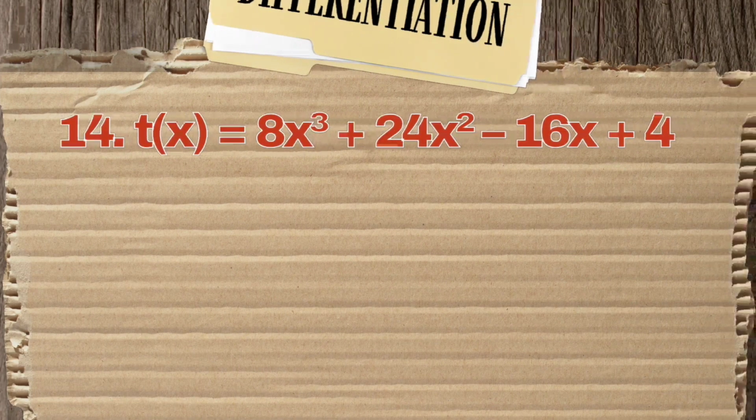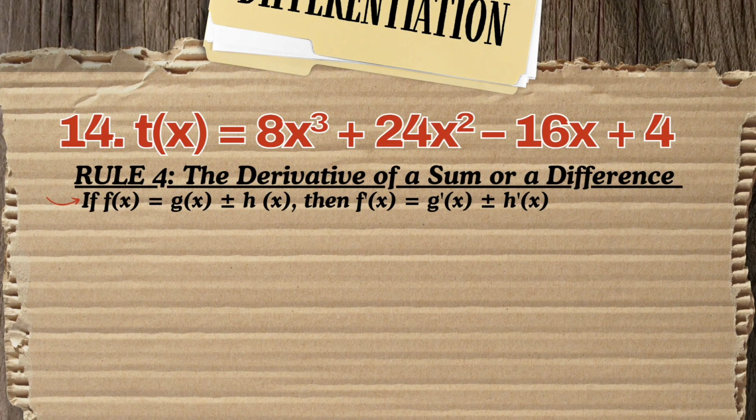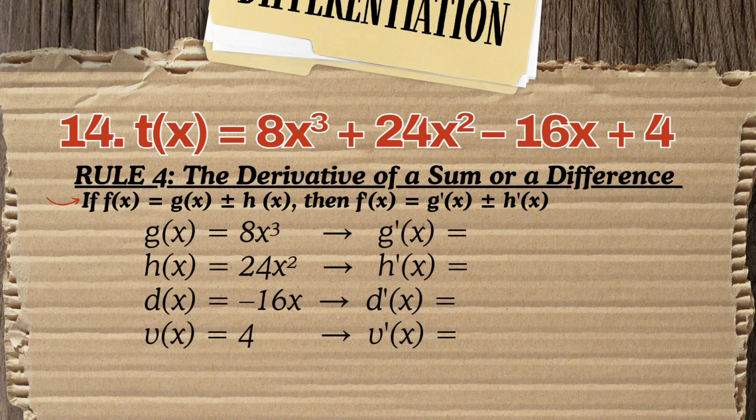For number 14, we have the given of p of x is equal to 8x raised to 3 plus 24x raised to 2 minus 16x plus 4. We're also gonna apply the rule number 4, which is the derivative of sum or a difference. Now, let's find the derivative of each term.